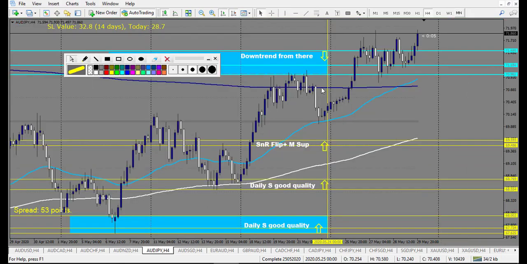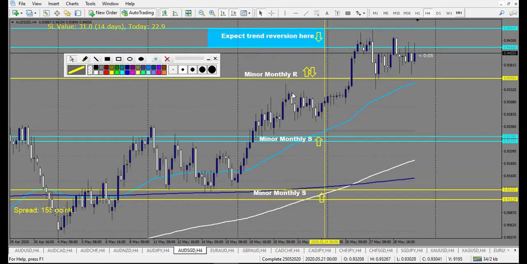AUD/JPY. I wanted to sell this specific level, but price made an attempt last week and it could have gone through. That's what it did. We have a doji at the top. This one is a losing trade. After that we have a very strong bearish pin bar, retracement entry right here, and this one is still running. So we don't know yet. One losing setup on this specific chart.